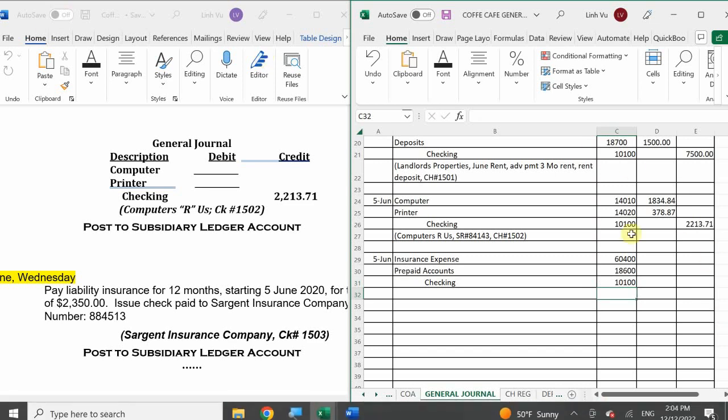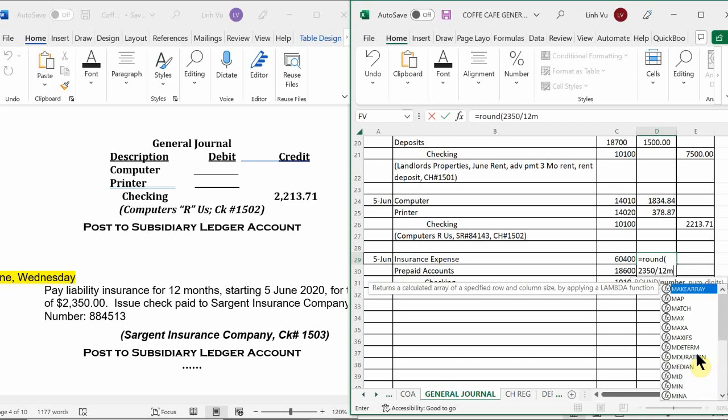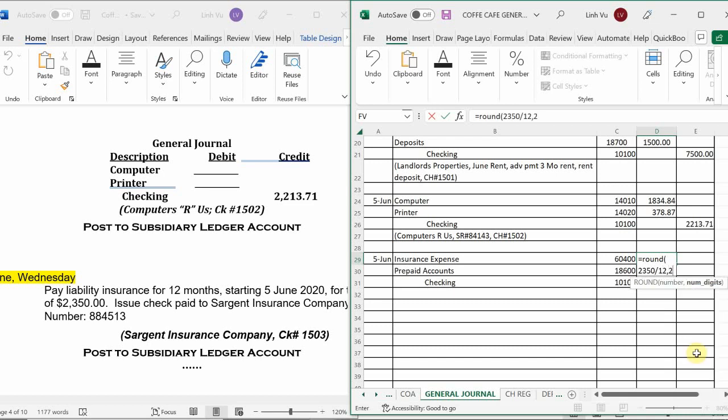So in this case, we know for a fact that we paid a total of $2,350, right? So how do I determine how much that's going to be for one whole month? Divided by 12. So in this case, I'm going to do equal round here. So 2,350 divided by 12. How much is going to be my insurance for the month? Oh, I don't have my calculator out. Let me pull it up.